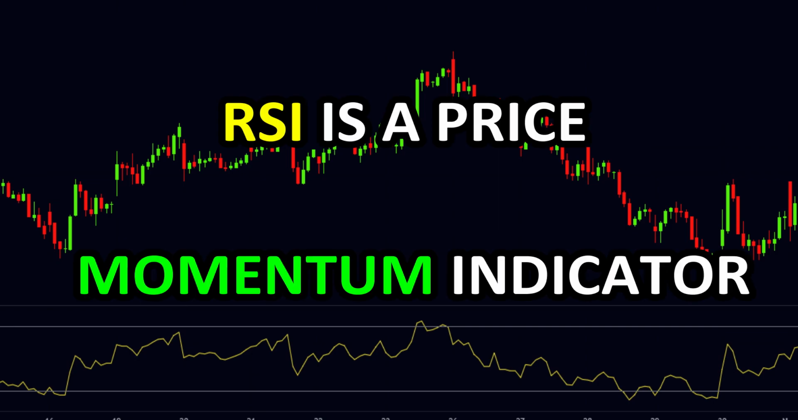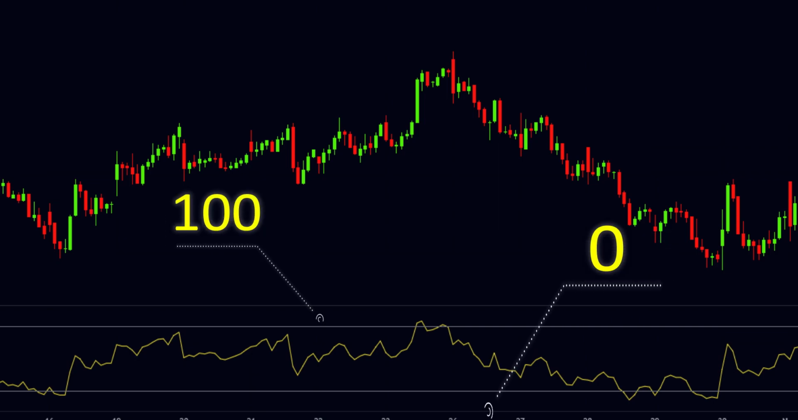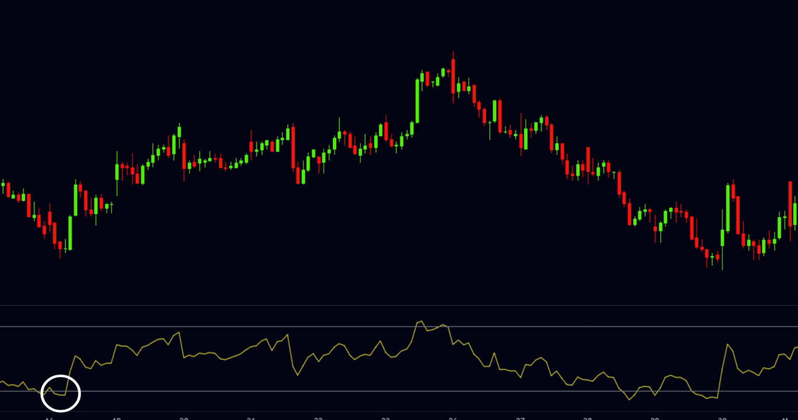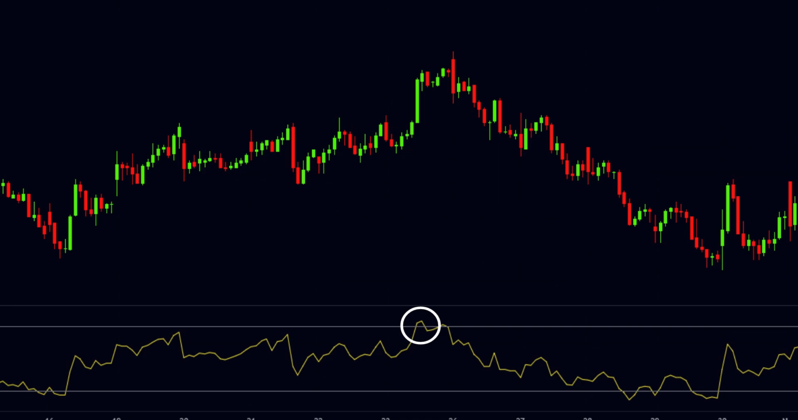RSI is a price momentum indicator. It can show the momentum of the stock price. RSI oscillates between the 0 and 100 value. Generally, when the RSI goes below the 30 level, it is said that the stock is oversold, and now the reversal may occur, so the price of the stock may go into the upward direction. Similarly, when the RSI goes above the 70 level, it is said that the stock is overbought, and now the reversal may occur, so the price of the stock may go into the downward direction.